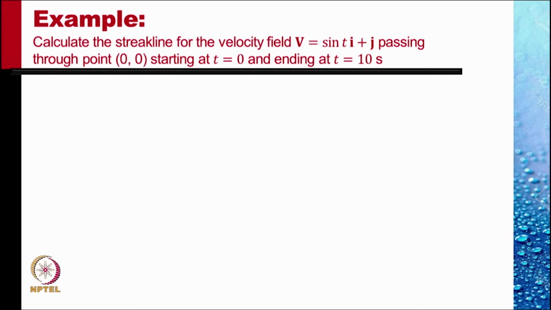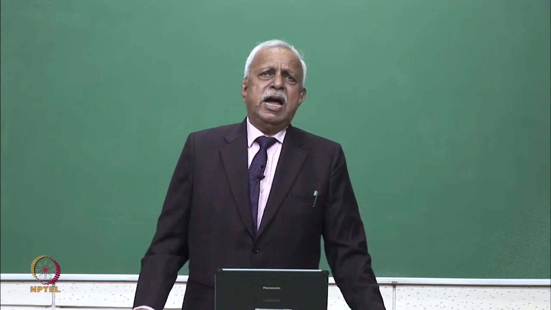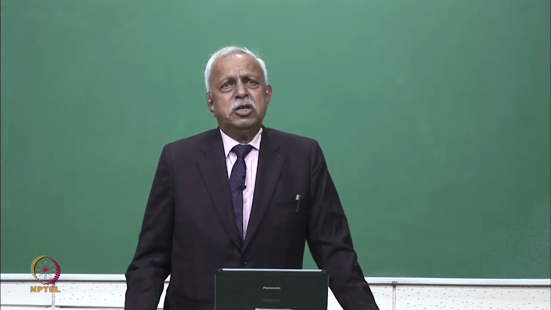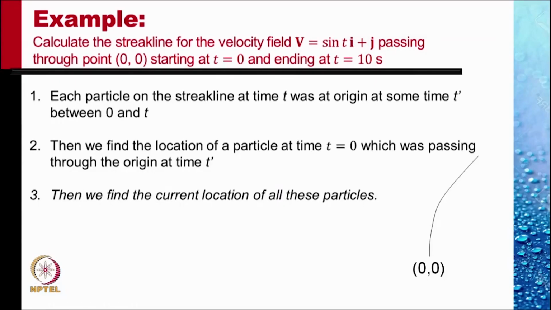Every particle must pass through point 0, 0. So the streak line at time t equal to 10 seconds consists of the location of all the particles that pass through point 0, 0 between time t equal to 0 and t equal to 10 seconds. The particle at time t equal to 10 seconds is still at point 0, 0, and the particle that passed through point 0, 0 at time t equal to 0 seconds is at the top end of this streak line.